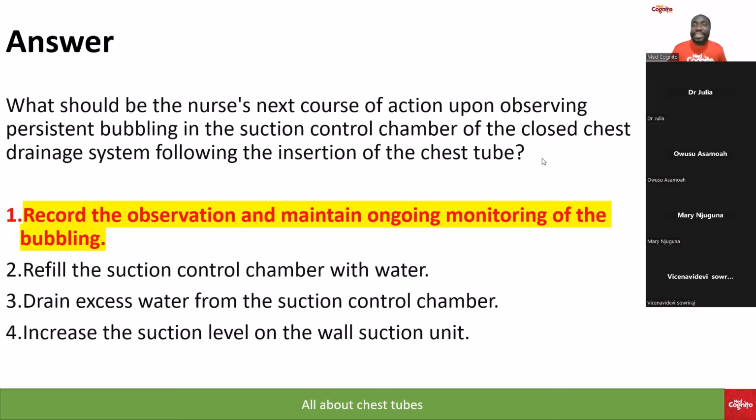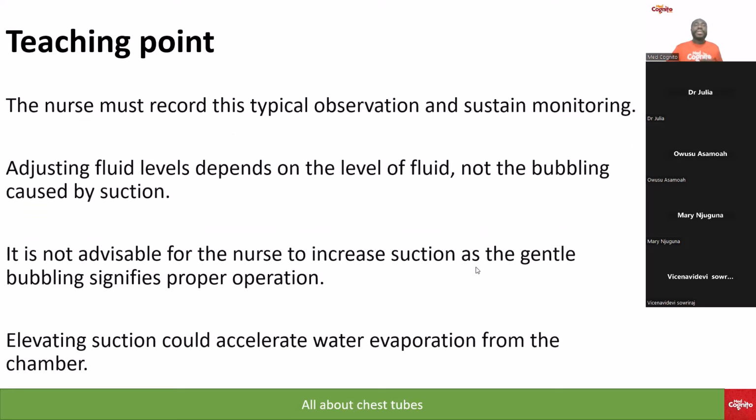That's how we do it. Some bubbling is allowed, but if it is persistent, like a jacuzzi, then we are in trouble, right? The teaching point is that the nurse must record this typical observation and sustain monitoring. Adjusting fluid levels depends on the level of the fluid, not the bubbling caused by the suction, okay? It is not advisable for the nurse to increase suction as the gentle bubbling signifies proper operation. Elevating suction could accelerate water evaporation from the chamber, and you don't want that. So just record it, observe, and keep monitoring the patient.